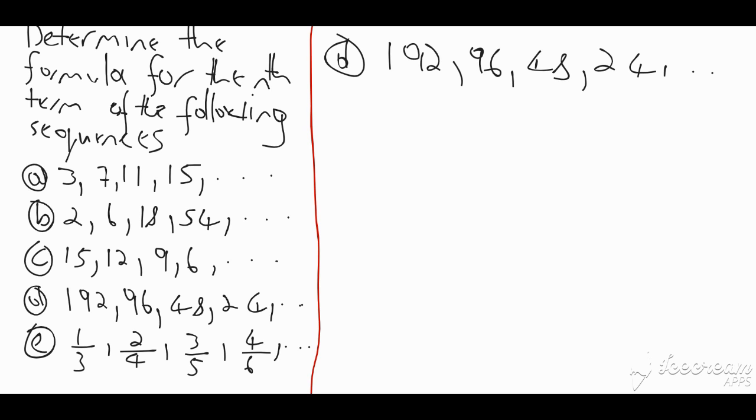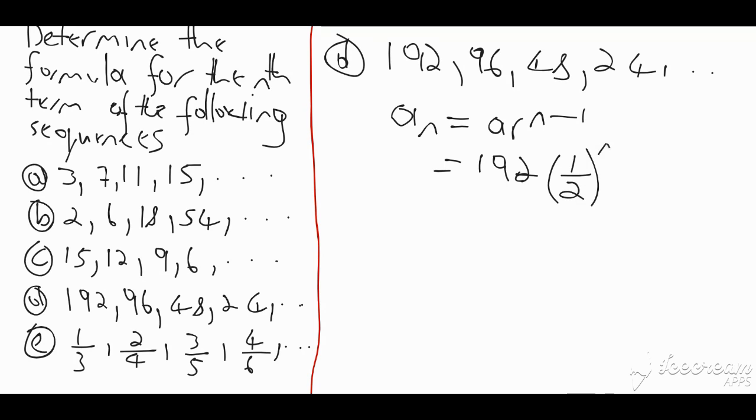In example D, I have 192, 96, 48, and 24. So in each case, what I'm really doing is halving the term, which actually means I'm multiplying by a half. Okay, let us see what happens in this case. Once I'm multiplying by a common ratio, it makes the sequence geometric. So we can start by writing down the geometric formula. And it says that an is equal to ar to the n minus 1. In this case, my first term a is 192. I'm multiplying by a half in each case, so I'm going to have a half to the n minus 1.